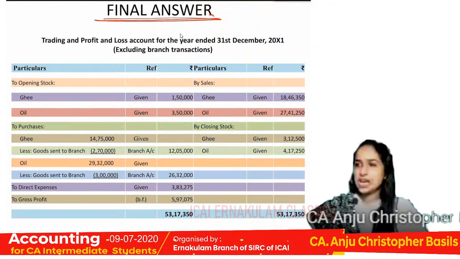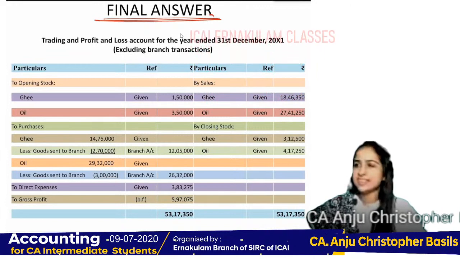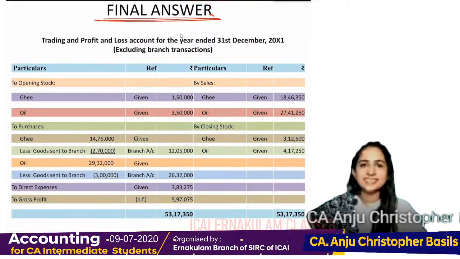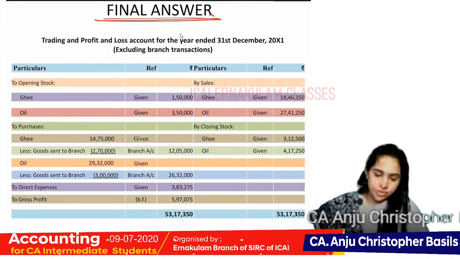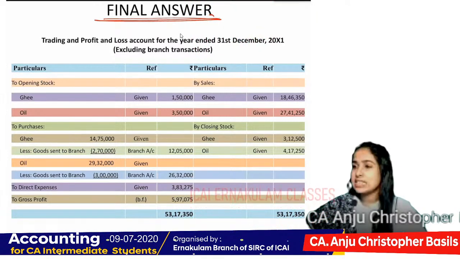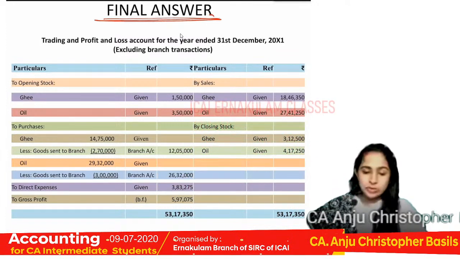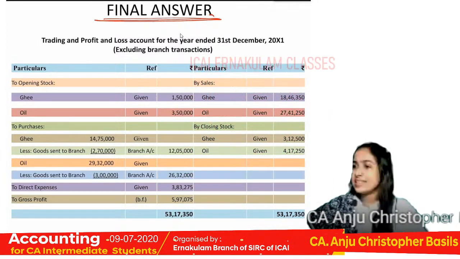Good job, students. All right, so we'll just check for the final answer. And yes, it is 4,21,325. Good job, students. The answer that you've got is perfectly fine. So this is how we do the question.